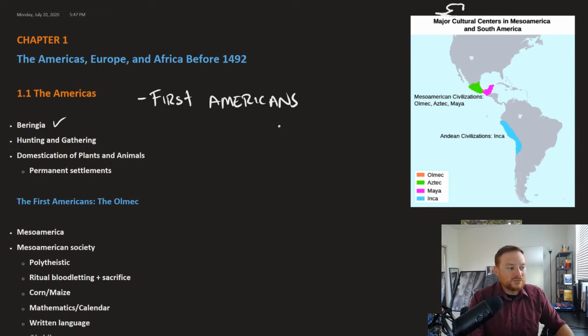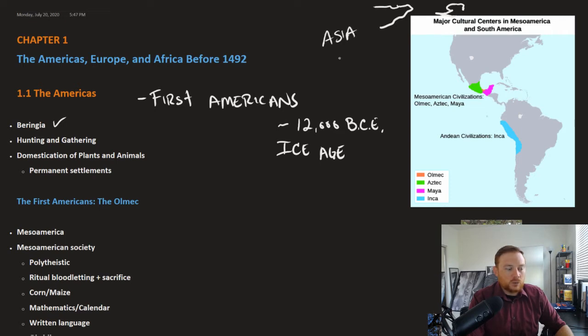Now, roughly speaking, in the year, we'll say 12,000 BCE, there was a global event known as the Ice Age. And what had occurred during the Ice Age was that because global temperatures were much cooler, a lot more water was frozen in the form of ice, meaning that sea levels overall were much, much less. And during that time, you could actually walk across this particular area. So you have Asia on this side, or Siberia.